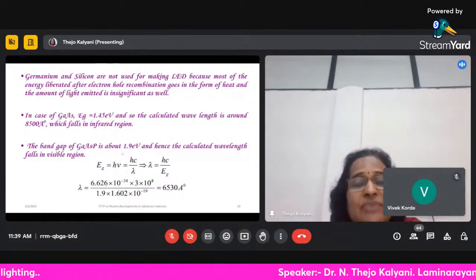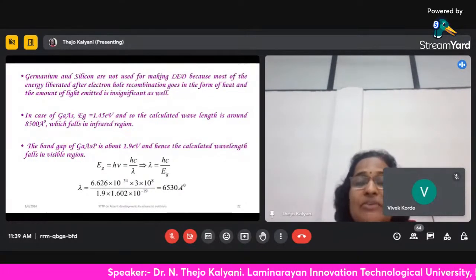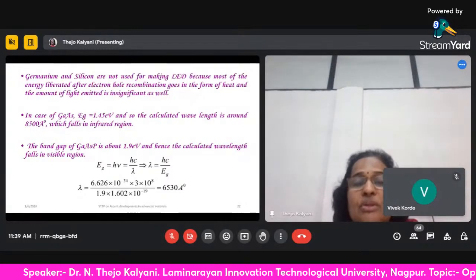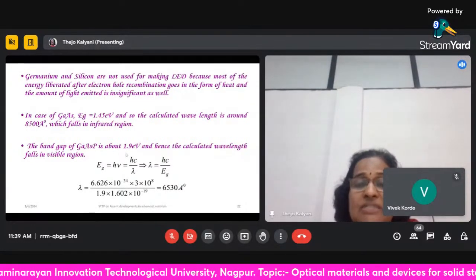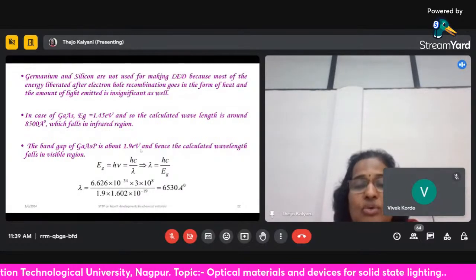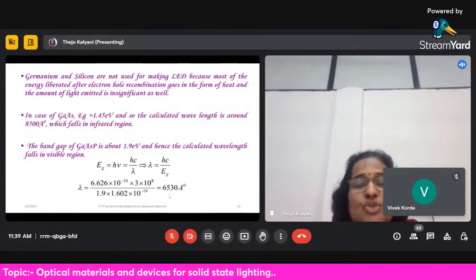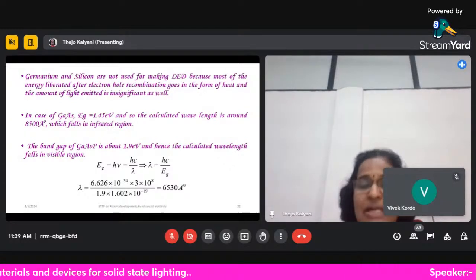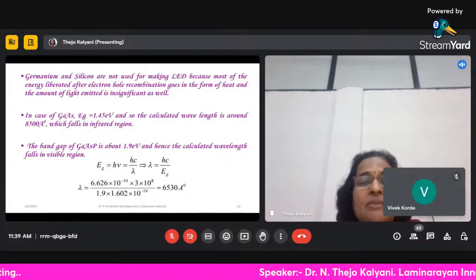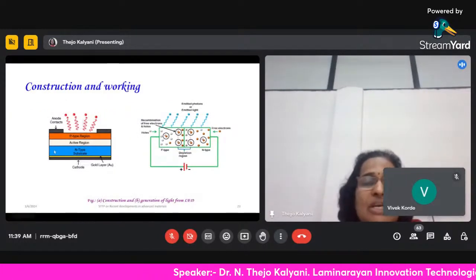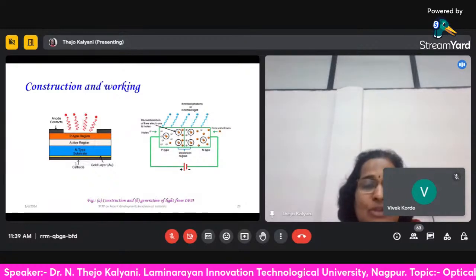That is why I'm saying that only those materials whose energy gap is between 1.7 to 3 electron volts will give you light in the visible region. If you consider gallium arsenide phosphide, at around 1.9 electron volts, it is going to emit a wavelength which falls in the visible region like this. So we need to select the materials depending upon the energy gap. We can choose the wavelength of that particular LED. If you talk about the construction, you have the anode at the top and the cathode at the bottom.